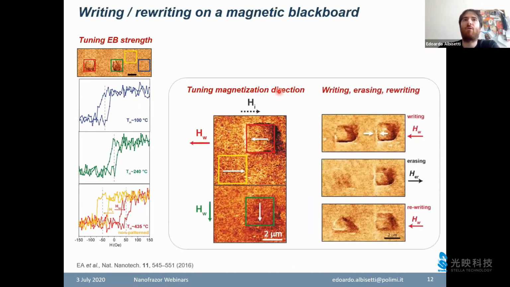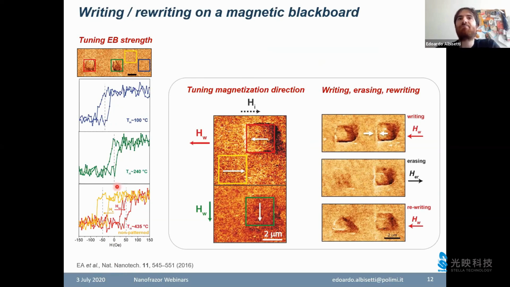This is what I was talking about with tunability. And these are all the ways that we can modify the parameters of the patterning in order to tune the properties of the pattern itself. So by changing the temperature of the tip, we can change the exchange bias strength, that is basically the size of the shift in the hysteresis loop. And the more the loop is shifted with respect to the external field here, the more strongly the magnetization is pinned in that direction.